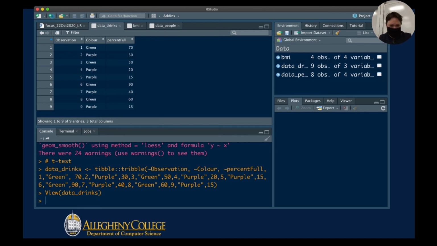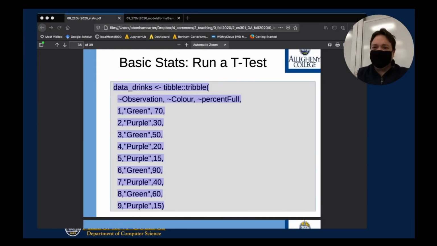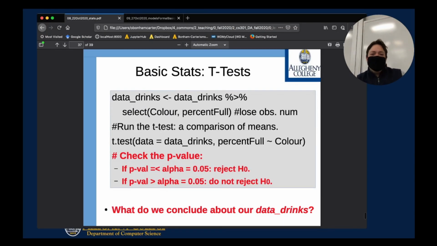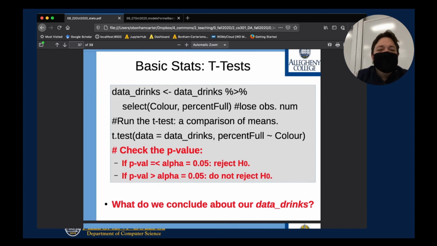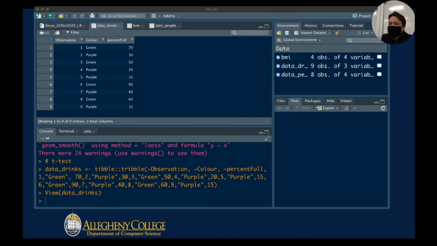And so the next thing we need to do is to run our statistical test. And our statistical test is incredibly easy. What we have to do first is some work where we take the data drinks data that we've just created. And then we're going to select the color and the percent full. The reason why we do that is because otherwise there's other data mixed in with our numbers here. So come back with me to R, there we go.